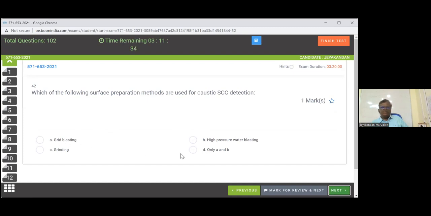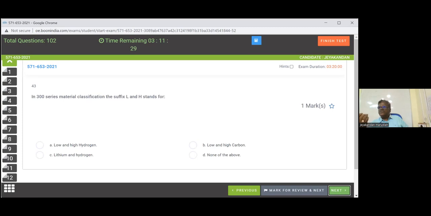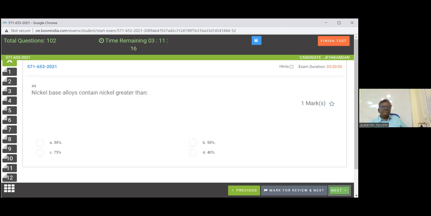Grit blasting and high pressure water blasting. Again, we have to change it. Now they have changed it; it depends, they have not given this requirement. Now next. 300 series material classification: specific L and H stand for low carbon and high carbon. Nickel alloy contains nickel greater than 30%.